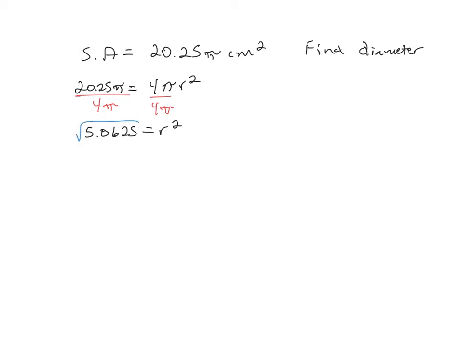And then we're going to square root it, and we get 2.25 for the radius. But it wants to know the diameter, so I would need to add another 2.25, and we get 4.5 for the diameter. So again, it's just plugging it into the formula and solving an equation. Find the radius if the surface area is, find the diameter, so like 2 of each.